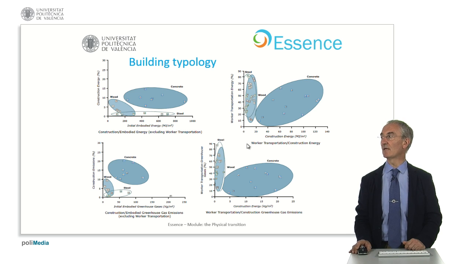Again, when we consider working transportation and all the different elements on construction, concrete is the worst solution, and wood and steel are more or less equivalent. For the initial embodied greenhouse gases, all in all, again, steel, wood, and for the actual construction energy, which is the equivalent to this one. As we can see, the impact during construction for the built environment when selecting the material is very much influenced on which solution we are taking.